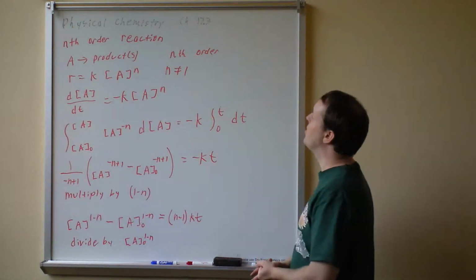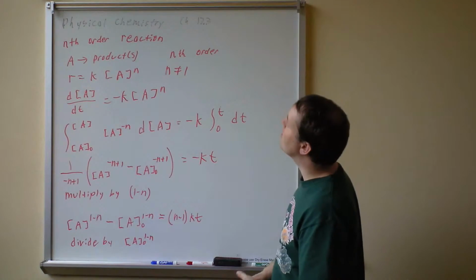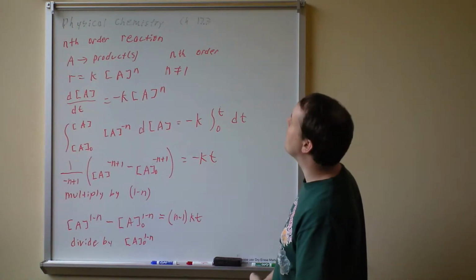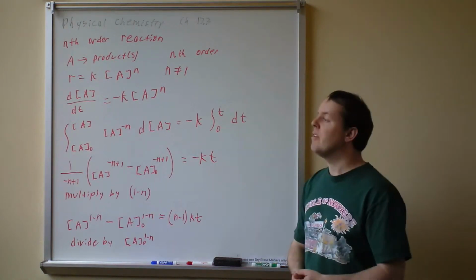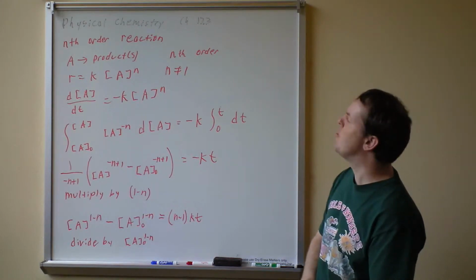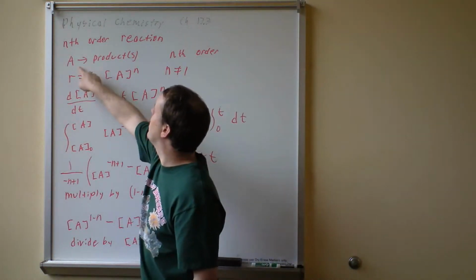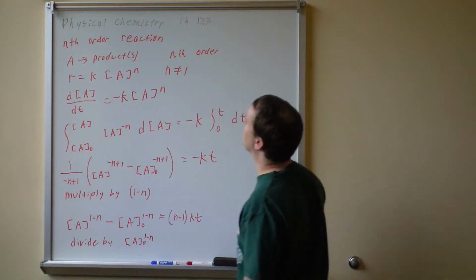Continuing on physical chemistry, chapter 17, section 3. Now we're going to talk about any reaction of any generic n order, except for n equals 1. Remember, n can be a fraction. It can be 1/2, 3/2. I think it has to be positive, but it can be pretty much any fraction. So we're only going to do the type where you have substance A decomposing into products.